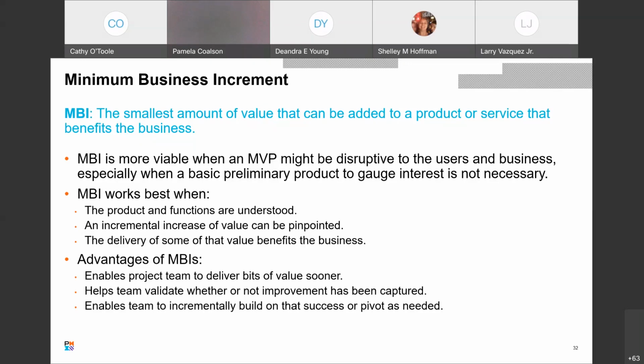So the MBI works best when the product and the functions are understood, an incremental increase of value can be pinpointed, and the delivery of some of that value benefits the business. Advantages of an MBI are enabling the project team to deliver bits of value sooner, helping the team validate whether or not improvement has been captured, and enabling the team to incrementally build on that success or pivot if needed.